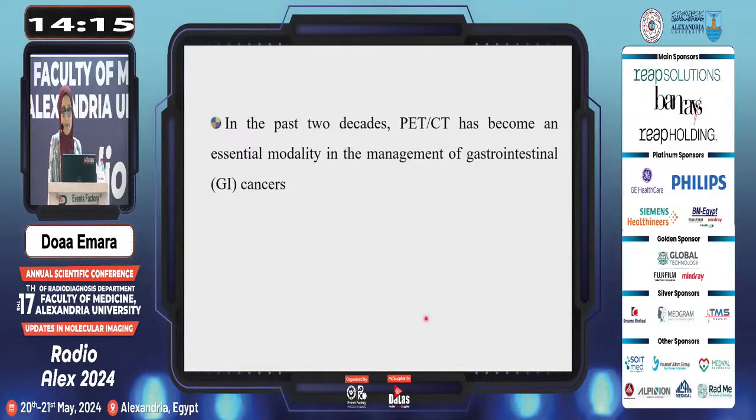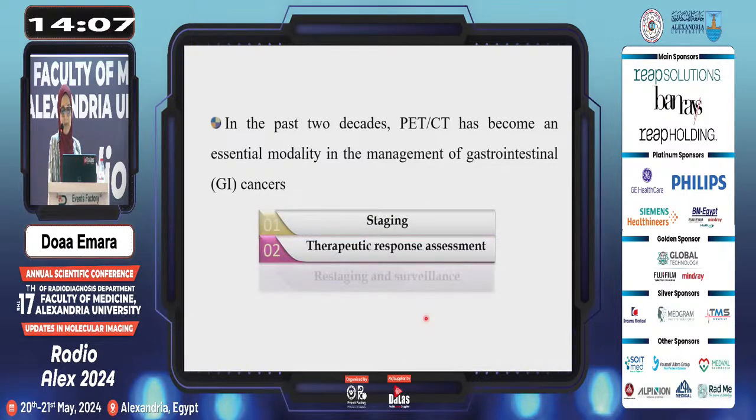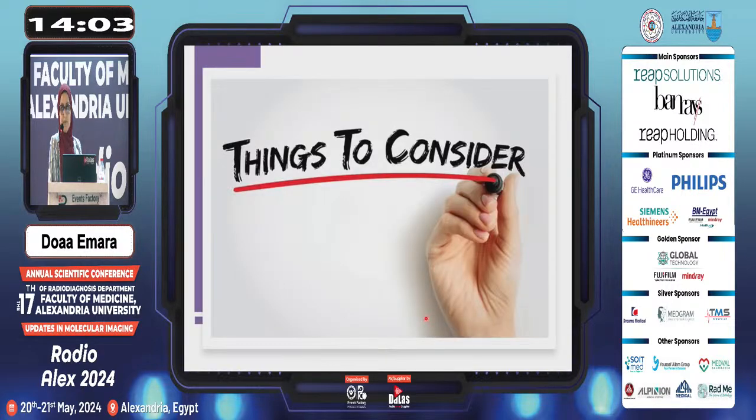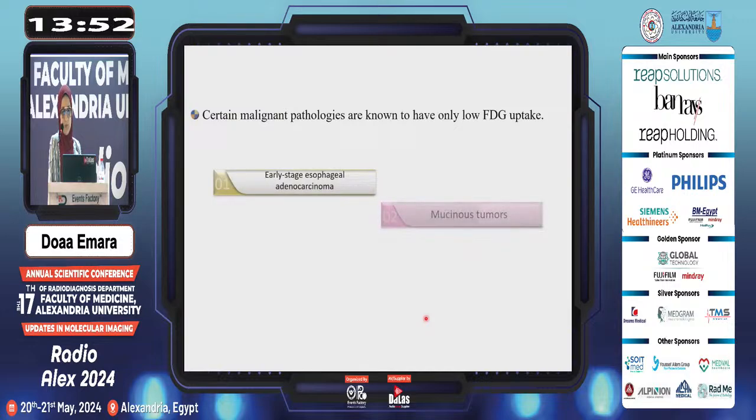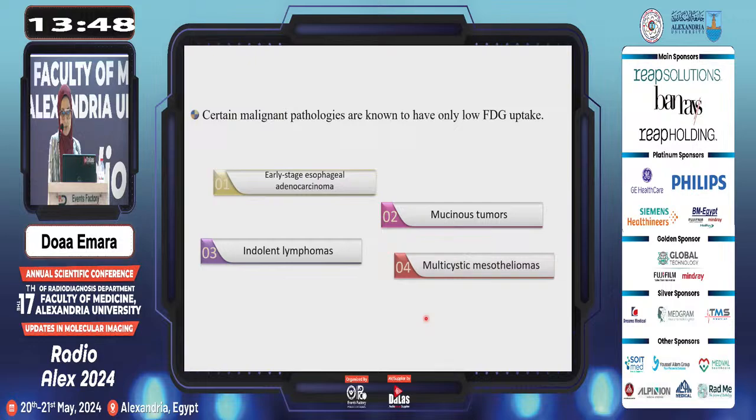The past 2 decades, PET-CT has become an essential modality in the management of GI cancers, including staging, therapeutic response assessment, restaging, and surveillance. However, we should remember that certain malignant tumors are known to have low FDG uptake, such as early-stage esophageal adenocarcinoma, mucinous tumors, indolent lymphomas, and multicystic mesotheliomas.